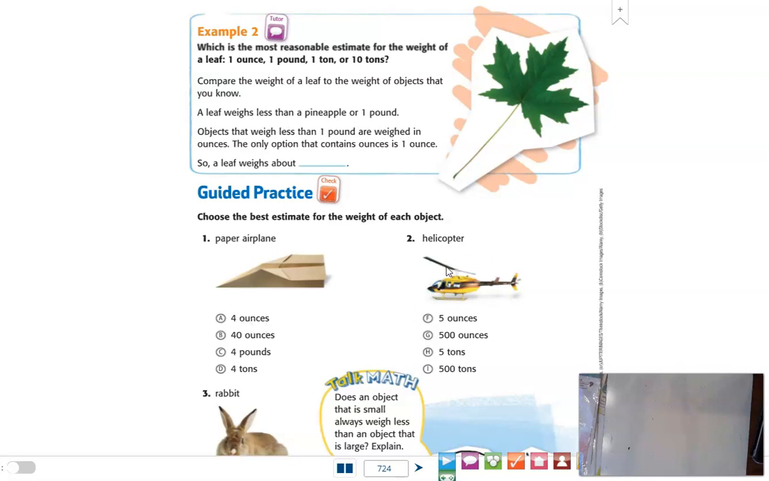And now a helicopter. Is it talking about a toy or a real helicopter? That's a tricky question. Let's see. Well, if it's 5 tons, that's a real helicopter. So there you go.